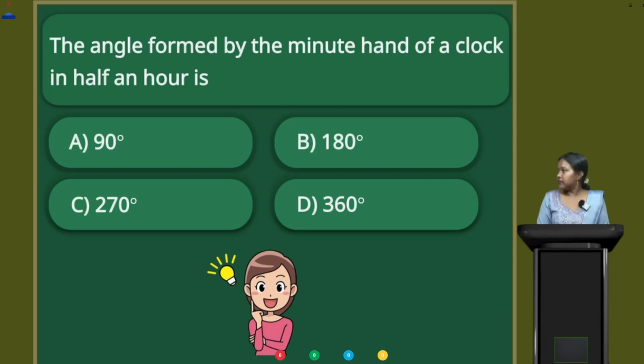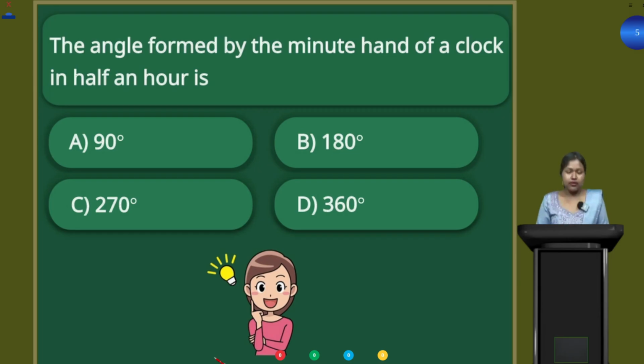The angle formed by the minute hand of a clock in half an hour is. So all of you think carefully and tell me the answer. The angle formed by the minute hand of a clock in half an hour. In half an hour, how much rotation? The options are given as 90 degrees, 180 degrees, 270 degrees and 360 degrees.